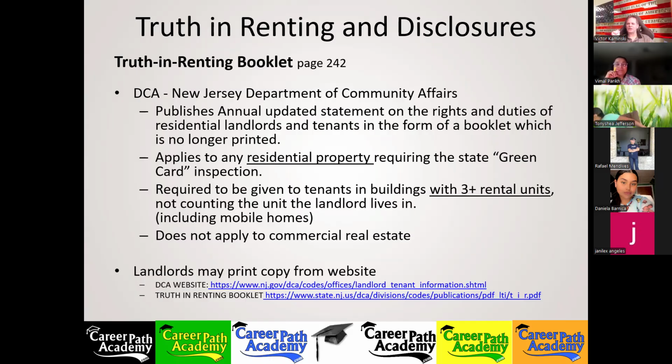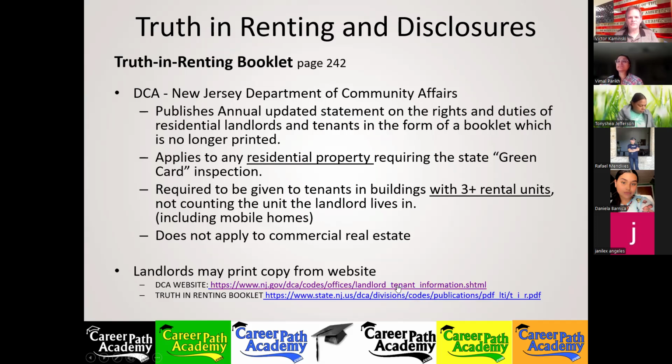It does not apply to commercial real estate. So here are the two places where you can get that. I already gave you guys the direct link to the Truth in Renting booklet on the DCA's website. This is the link to the DCA's website.